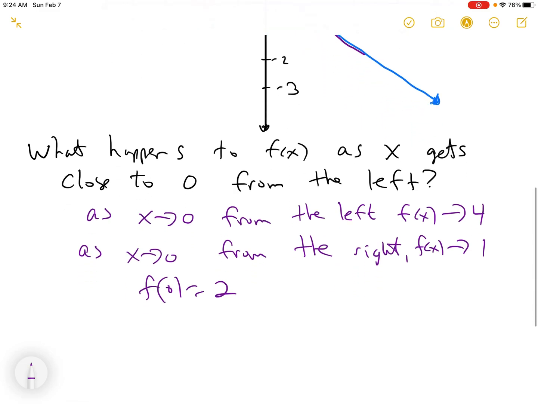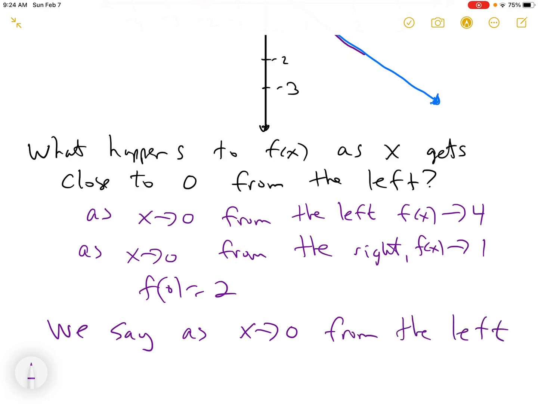So we say that as x approaches 0 from the left, f of x goes to 4. So 4 is its limit. Right? Think of 4 as a roof for the function. The function gets infinitely close to this 4, but it's bounded above by it.